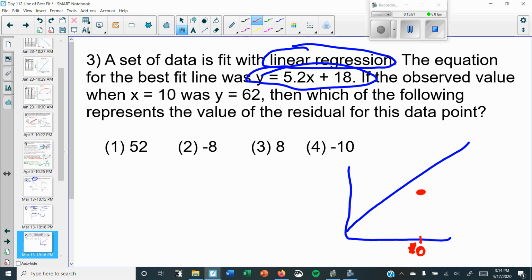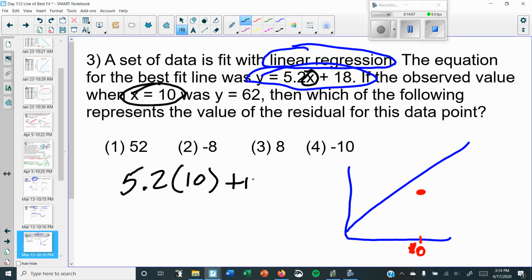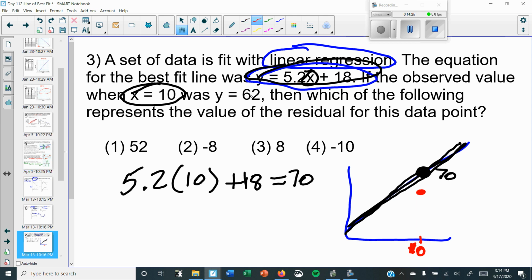So here we go. So here's how I'm doing all this in my head. Do you see how x is 10? Plug in 10 then for your equation. So 5.2, I'm using that equation they gave me, 5.2, but plug in 10 plus 18. When you do 5.2 times 10 plus 18, you get 70. So this isn't the actual point. This is just what we're predicting it to be, which is this line. So when you predict it, we predicted it was going to be at 70. But when you actually plotted it, it was actually at 62.